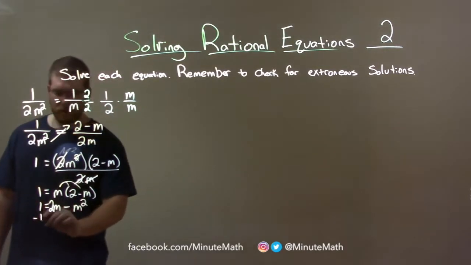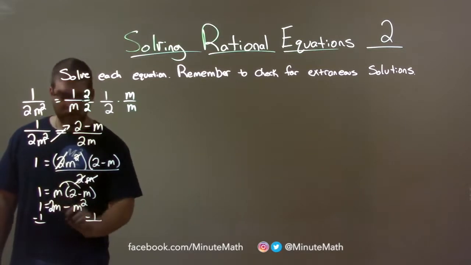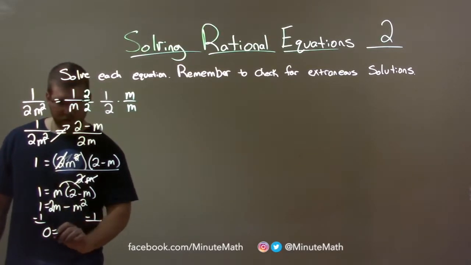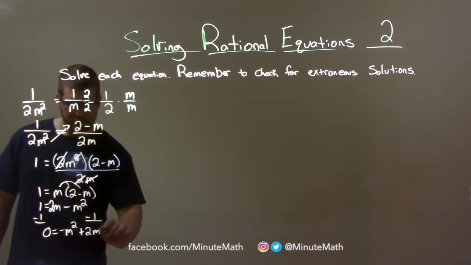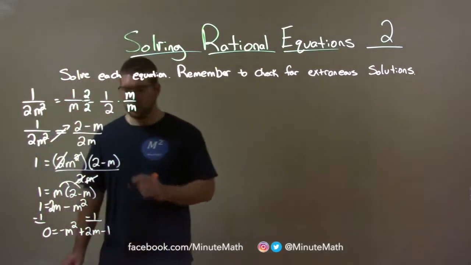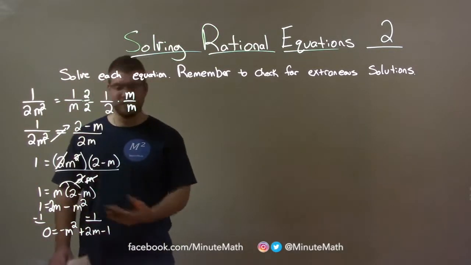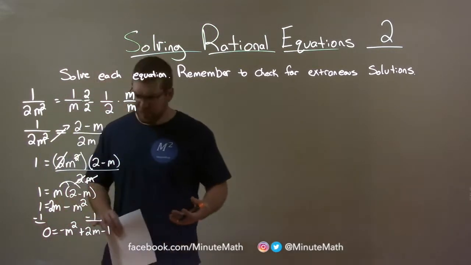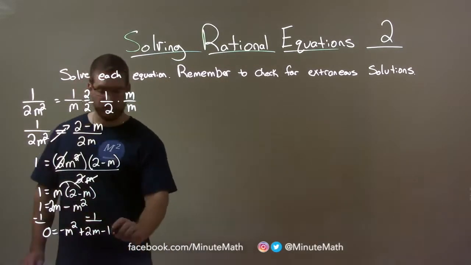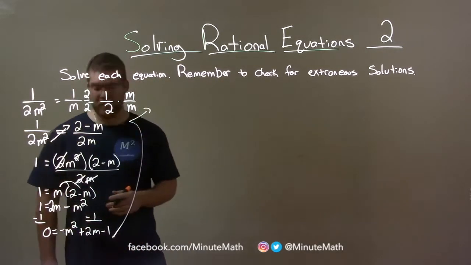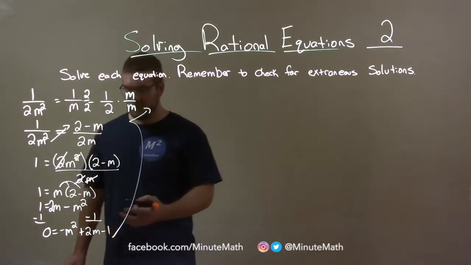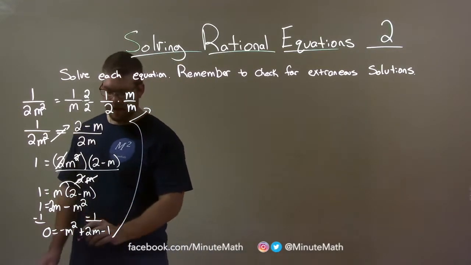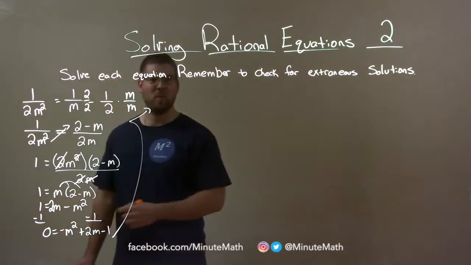If we subtract a 1 to both sides and rearrange, we have 0 equals negative m squared plus 2m minus 1. Now looking at this, I actually like to rearrange it kind of the other way. Bring everything over to the other side. So I like to keep my m squared positive when I factor. That's a preference of mine. So essentially I'm going to bring everything over. I'm going to add an m squared, subtract a 2m, and add a 1 to both sides.